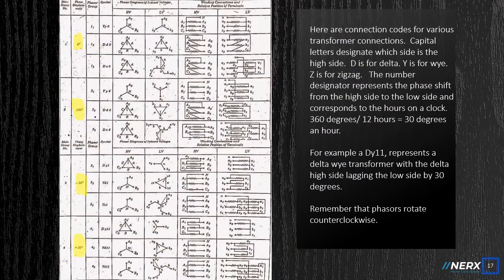Here is a sample of some transformer connections and their phase shifts highlighted in yellow. The capital letter in the transformer's name designates which side is the high side and the lowercase letter is the low side. D is for a delta connection. Y is for Y. Z is for zigzag. The following number indicates the leading and lagging of the transformer's high and low sides with reference to a clock. There are 360 degrees in a full circle and 12 hours on a clock, and that comes out to 30 degrees an hour. For example, a DY11 represents a delta high side, Y low side, with the delta side lagging by 30 degrees. On a transformer's nameplate, the winding diagrams usually indicate the phase shift as well.